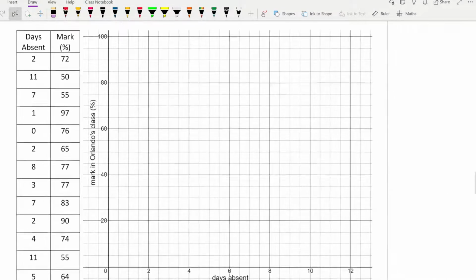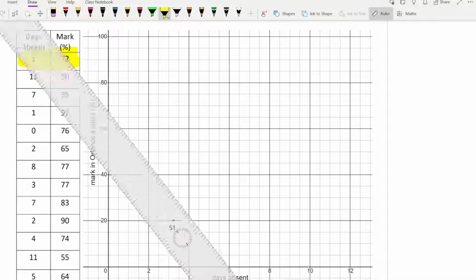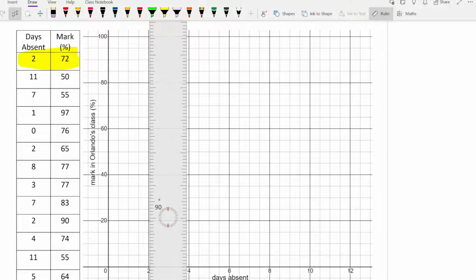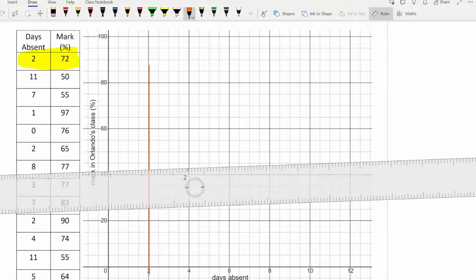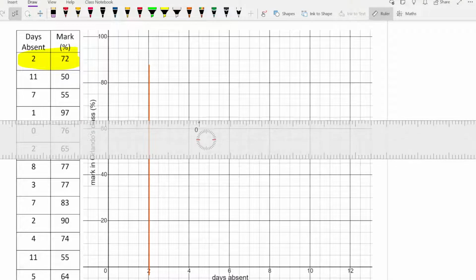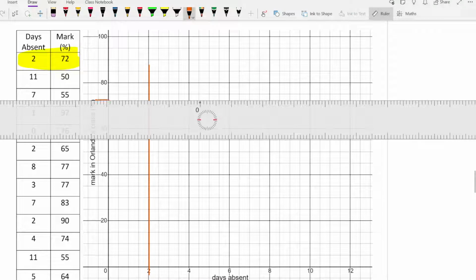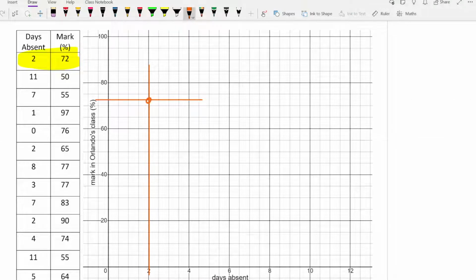Again, I'm not going to put them all in, but just to make sure we know how we're reading this, let's say I put this kid in here. Well, he only missed 2 days, so that's going to be a line up here. And his mark was 72%, and that's going to be 60, 65, 70, 72 would live about there. So that's going to be that fellow right there.